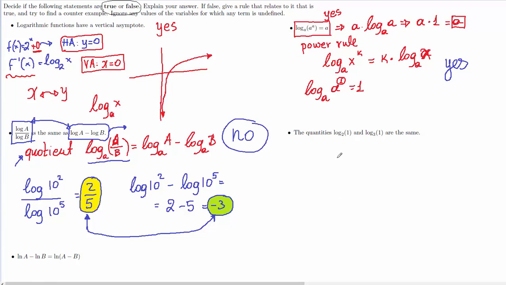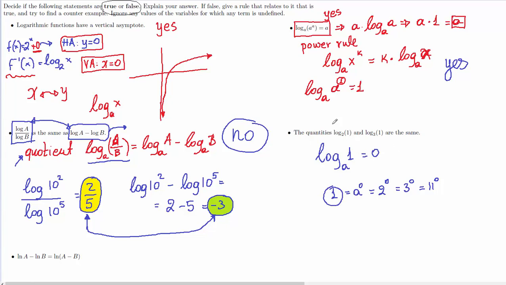Now the next problem asks us whether the quantities log with base 2 of 1 and log with base 3 of 1 are the same. Well, we know that there is a rule that tells us that if I have a log with base a of 1, the result for that is 0. Why? Because 1 is the result of every number, no matter what the number is, to the 0 power. This is the same as 2 to the 0. This is the same as 3 to the 0. This is the same as 11 to the 0. It doesn't matter what the base is. To the 0 will give you the number 1. So log with base a of 1 is equal to 0.